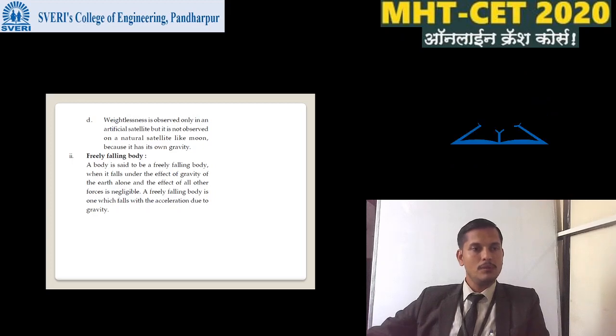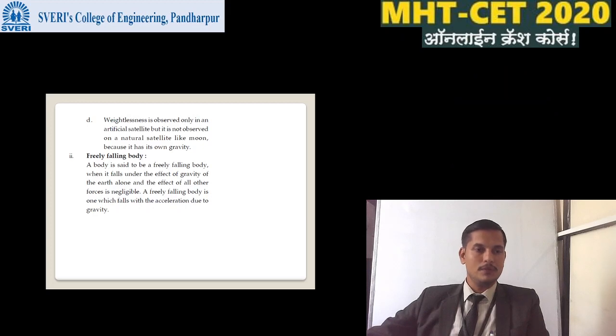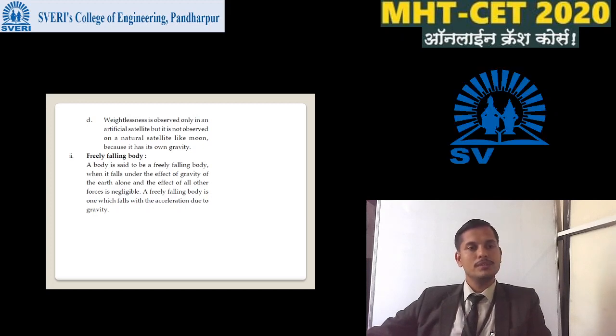So freely falling body. A body is said to be a freely falling body when it falls under the effect of gravity of the earth alone and the effect of all other forces is negligible. A freely falling body is one which falls with the acceleration due to gravity. So this point we have discussed already.